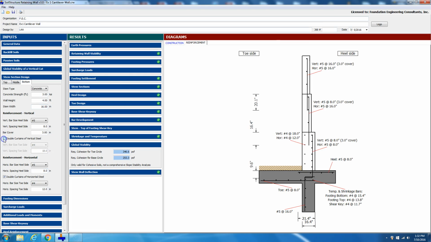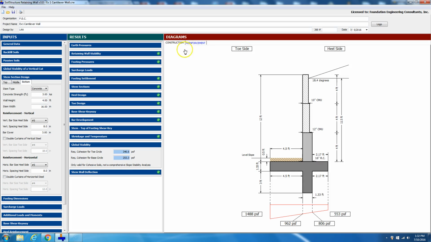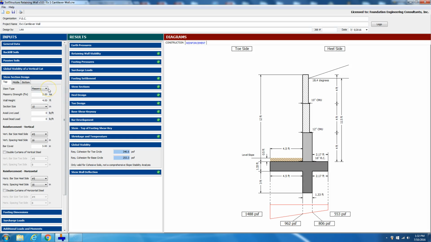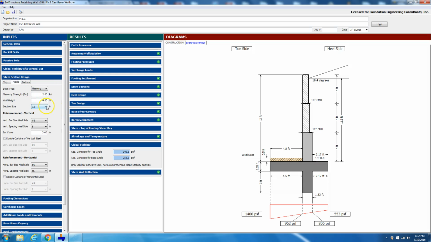So let's take that out, and let's take that one out. Go back to construction. Okay, so the next one is, by the way, before we go through that, you can do the same thing with the middle section. You have it masonry in this example, and in the top section we also had masonry, but the width is changing. So the upper stem is 10-inch masonry, the middle stem is 12-inch CMU, and the bottom stem is 16-inch RC.